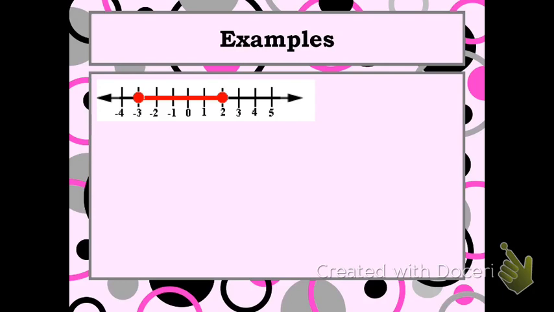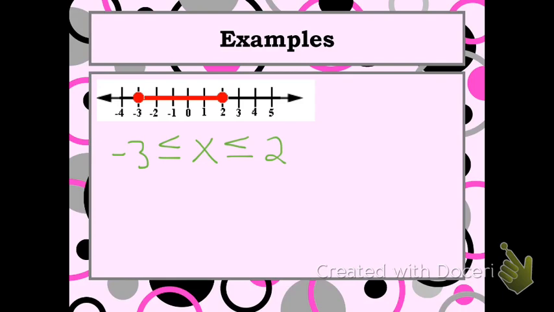So what we have in front of us right now is two cutoff points, the -3 and the 2, and we've got it shaded between. The two endpoints are colored in circles, which means they'll be included. So we've got -3 is less than or equal to x is less than or equal to 2.